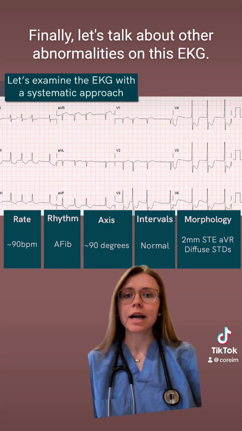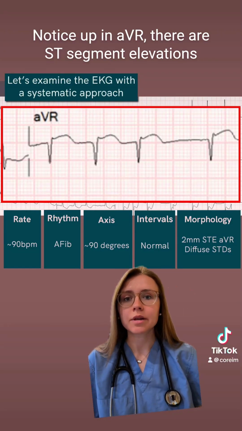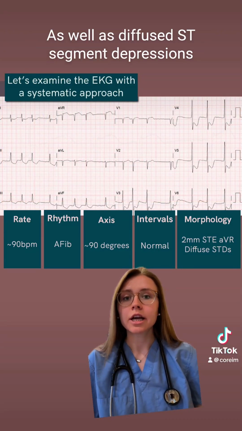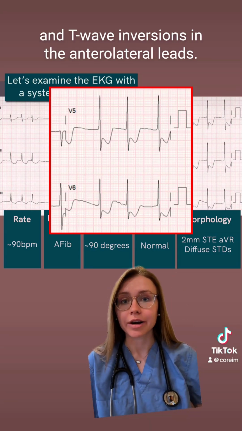Finally, let's talk about other abnormalities on this EKG. Notice up in aVR, there are ST segment elevations of about 2 millimeters, as well as diffuse ST segment depressions and T-wave inversions in the anterolateral leads.